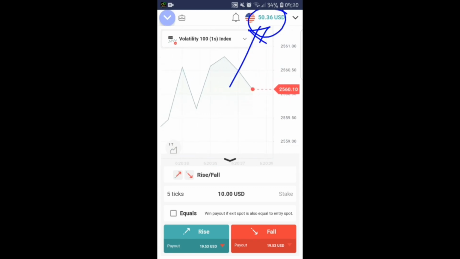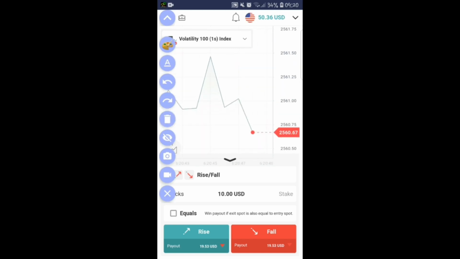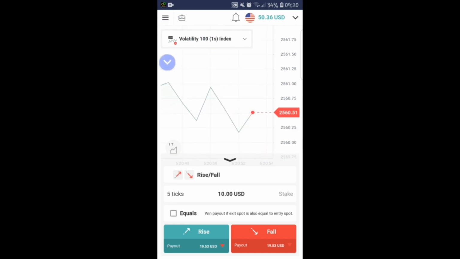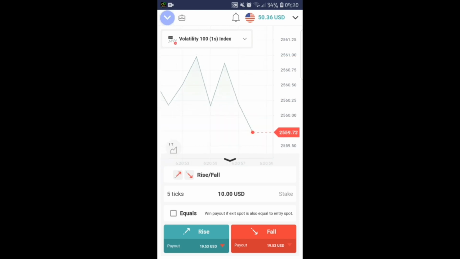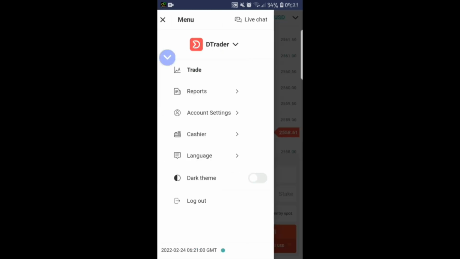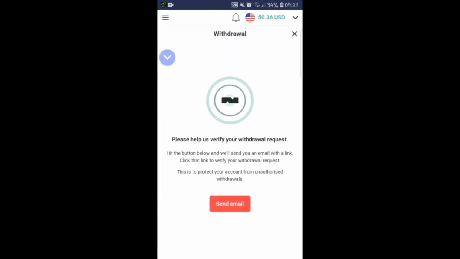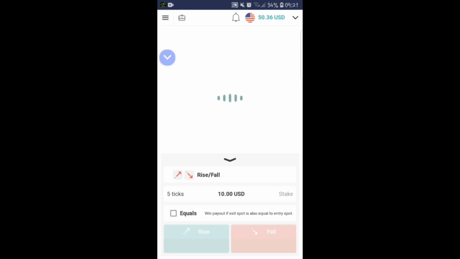So I'm just going now to wait for the withdrawal. Let's see how this goes. So now we can come here, then go to cashier, then withdraw, then send an email, then I'm going to follow up on the email.